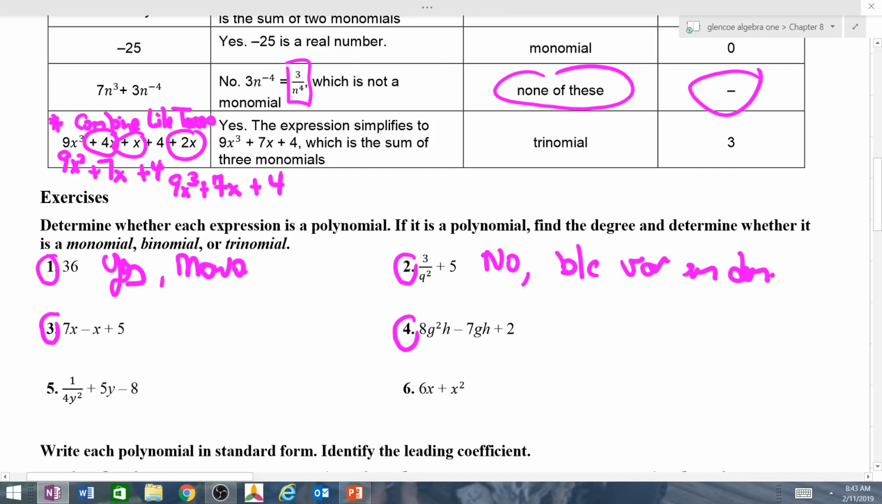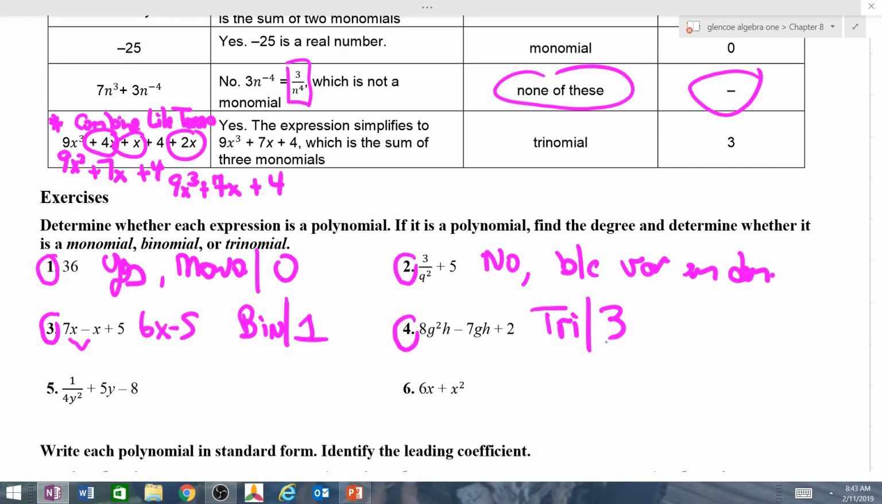Oh, and we needed to name the degree on number 1. What would the degree be? Yes. 0. Good job. Okay, number 3. Number 3, yes. It's a binomial because you can combine it and it would become 6x minus 5. So it's a binomial. And what would the degree be? 1 is correct. And number 4. Number 4, last one. Who wants it? Going once, twice. Sold to the young man right here. And the degree would be what? 3. Good job.